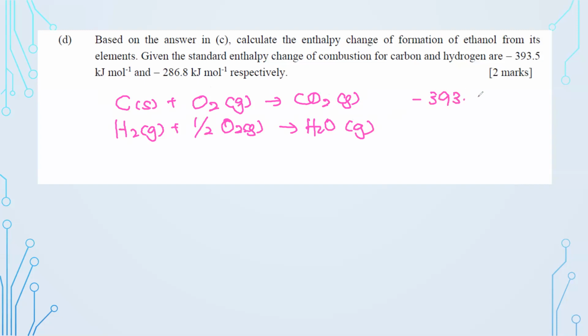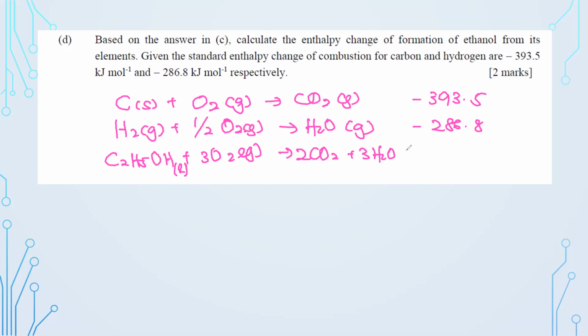Because my answer scheme can sometimes be quite complicated. And then the combustion: C2H5OH plus 3O2 gives 2CO2, and you get, from just now, negative 1370. Then because you want to find the formation, carbon is multiplied by 2, hydrogen multiplied by 3, and this one no need to do anything, just follow.